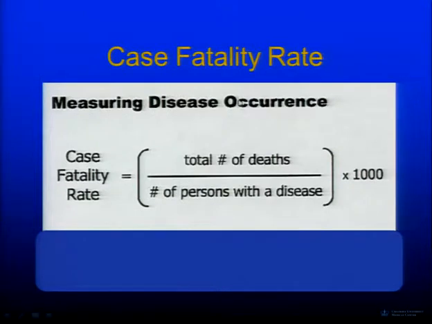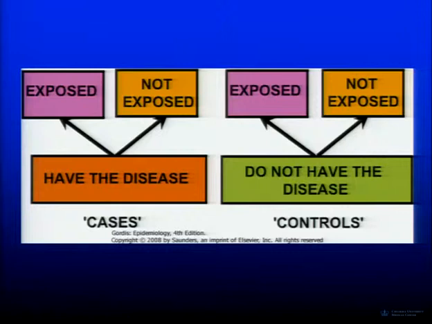Case fatality rate is measuring the total number of deaths from a disease divided by the number of people with that disease. So if we had 1,000 men with prostate cancer and there were 10 deaths, what would it be? Yeah. Right. So do you understand? It's just simple. Just know which numbers to use in which scenarios. Now, what kind of a study is this?